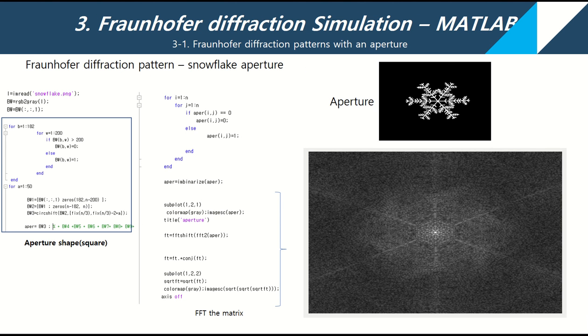Next item is the Fraunhofer diffraction simulation. I brought a snowflake image, and for using this as an aperture, we need to reverse the matrix. We can get the diffraction pattern simply as a result of the fast Fourier transform of the aperture. The picture above is an aperture made by the reversed matrix, and the bottom side is the diffraction pattern.